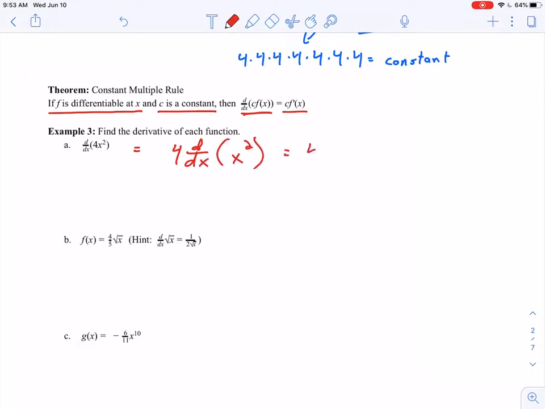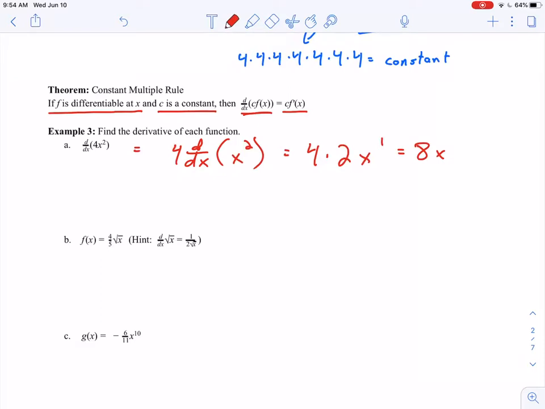So this is 4 times, what's the derivative of x squared? Use our power rule. 2x, subtract 1 from my power, this is 2x to the first. 4 times 2, I have 8x. So really what we're doing is we're factoring this constant multiple of 4 out, and then we're multiplying it by the derivative. Now this is, I think, a little bit more complicated than it needs to be. I don't need to see this level of work.